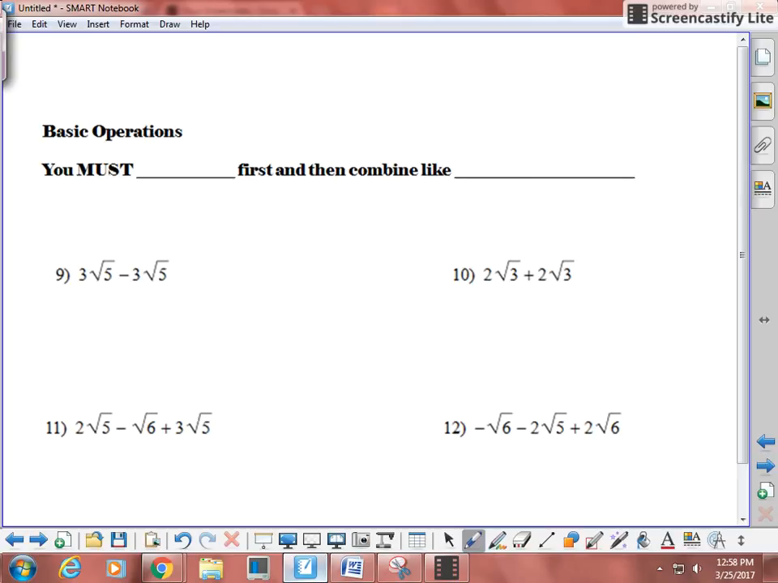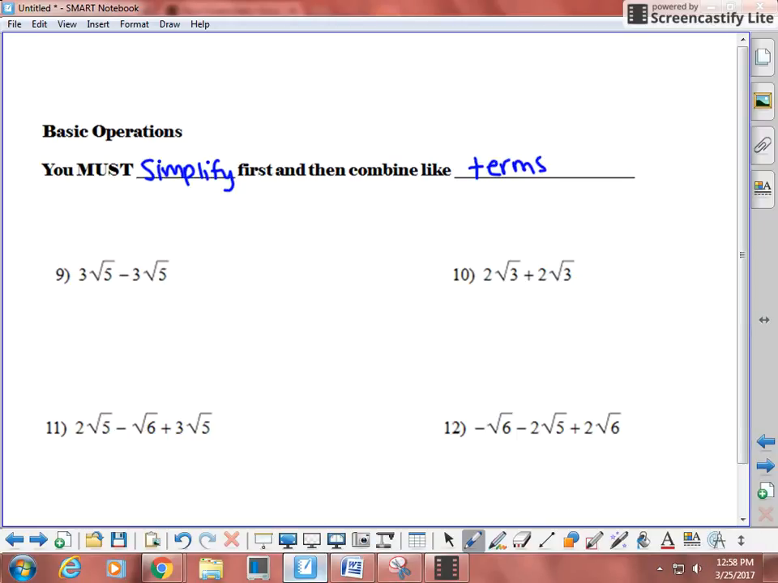Chapter 8, Lesson 2 is the basic operations with square roots. So the first thing that you have to do is you have to simplify. And then after you simplify, you can combine your like terms. Okay, so let's look at a few problems.